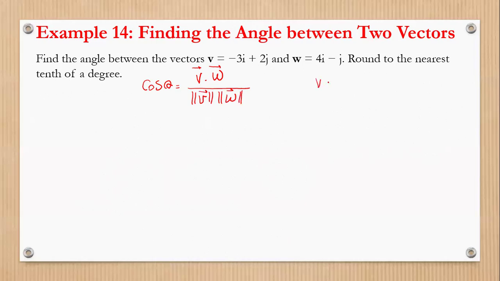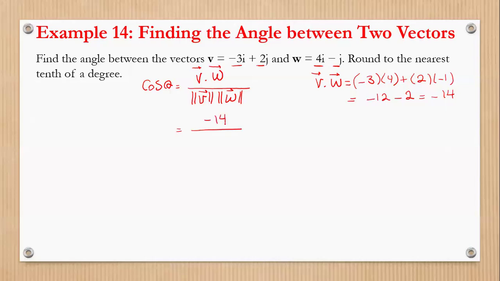What is the dot product of v and w? So multiplying the components, a1 times a2, b1 times b2. So a1 times a2, -3 times 4, b1 times b2, which is 2 times -1. And if I add these together, I get -3 times 4, which is -12, and 2 times -1 is -2, and -12 minus 2 is -14. So the numerator is -14.